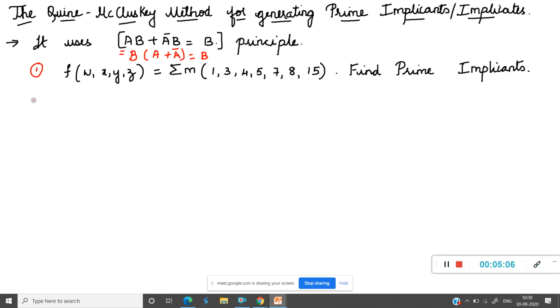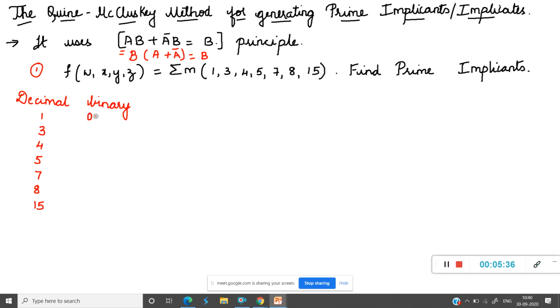So how to do it, students? First, write the numbers. See here. First, I will write it in decimal for your reference. Then I will write it in binary form. Decimal is 1, 3, 4, 5, 7, 8, 15. This is the given problem statement. I have listed it here like this.